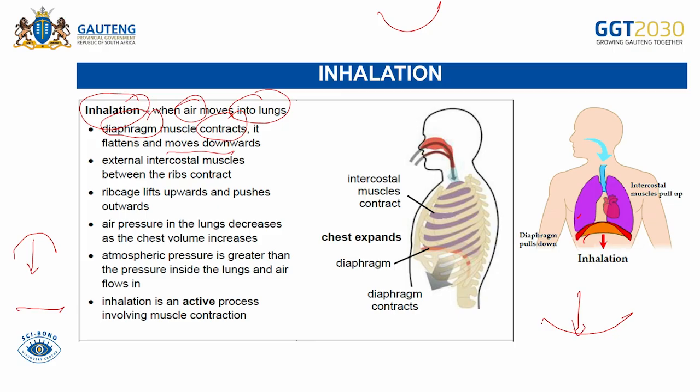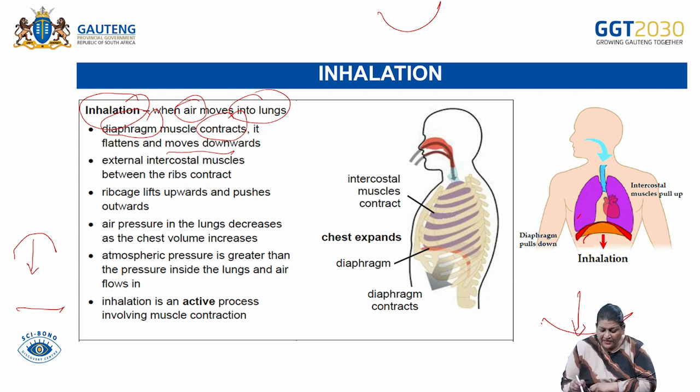The external intercostal muscles between the ribs also contract. So just remember this, learners. During inhalation, the diaphragm and the external intercostal muscles will contract. So basically the intercostal muscles and the diaphragm contract.